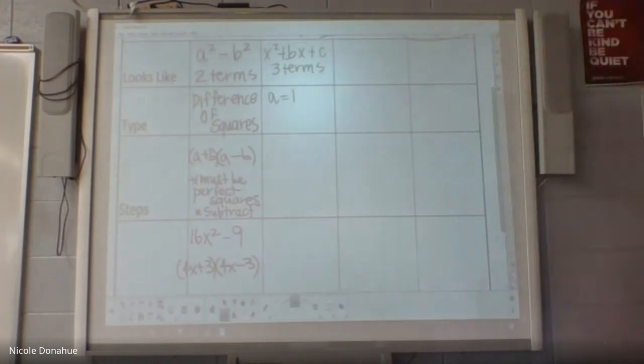Isn't that the same equation we did for homework? It's similar, but the a is not 1. Like a could be 1 in this case, or a is 1.